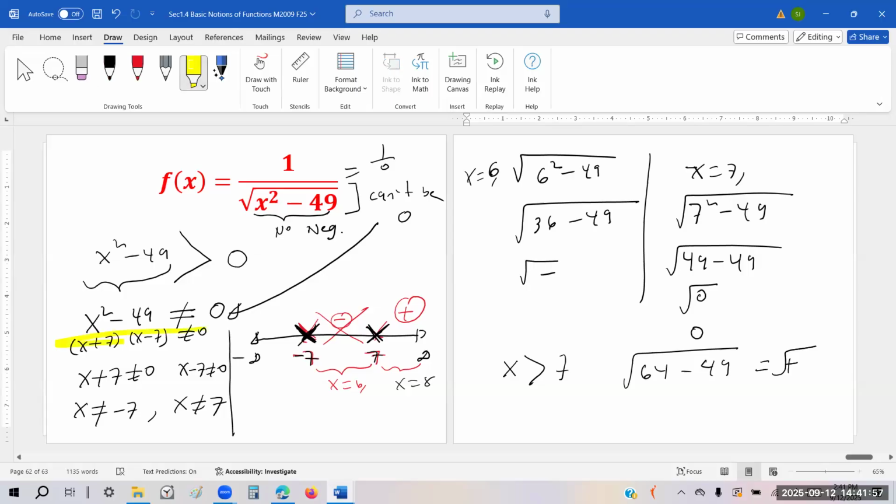If you observe this line, we have two factors for x squared minus 49: x plus 7 and x minus 7. Each factor has what degree? How many times do you have x plus 7 here? Only once. How many times do you have x minus 7? Only once. So what is their power? What is their degree? 1. And is 1 odd or even?